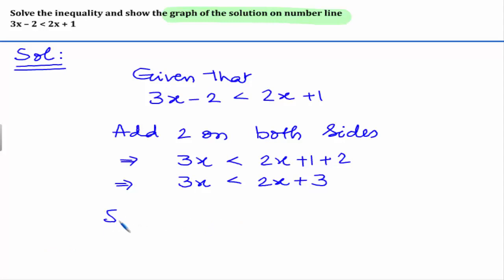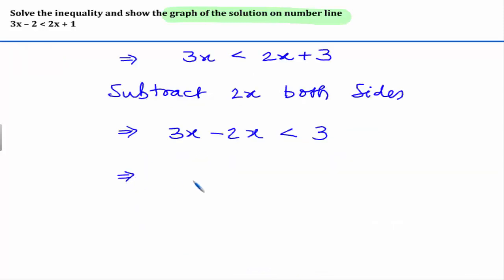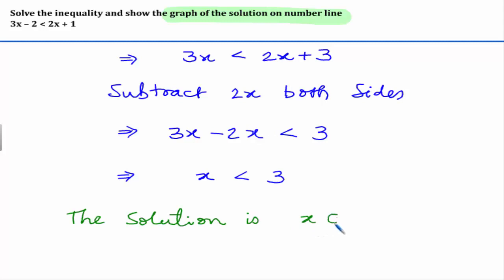Now let us subtract 2x from both sides. Here we get 3x minus 2x less than 3, because 2x gets cancelled here. Here we get x less than 3. Now the solution of this inequality is x belongs to, as x is less than 3, then it takes minus infinity to 3, and here only the less than symbol is there, so we have an open interval.